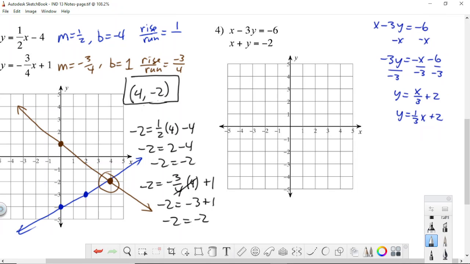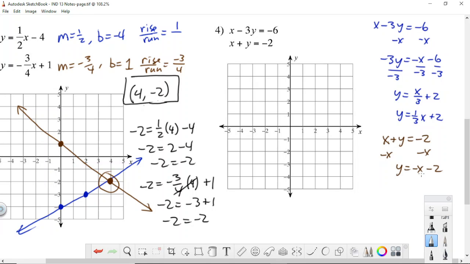Now let's do the other equation, which is x plus y equals -2. We need to get y by itself. So subtract x from both sides. Gives us y equals negative x minus 2. And then that one's done. So now we have both of them in slope-intercept form.